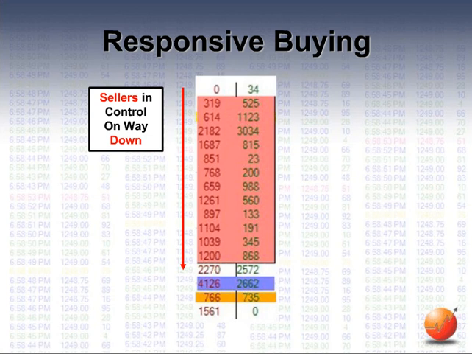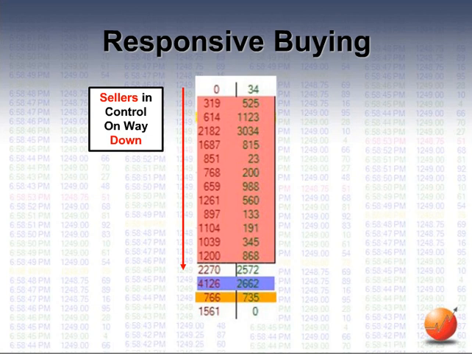Okay, we know that they're in control because for the most part, if we look at the corresponding volume at the ask versus volume at the bid, the volume at the bid is significantly larger. Okay, not all the way down, but for the most part. You know, 851 against 23, 768 against 200, that type of thing. 1261 against 560. Right? Obviously, the sellers were driving the market.